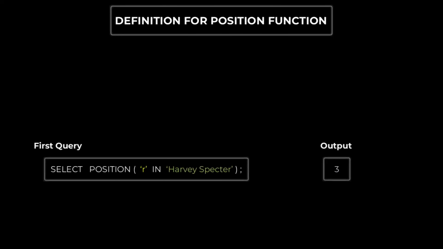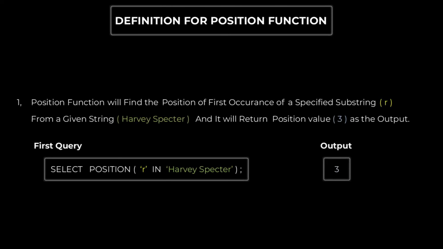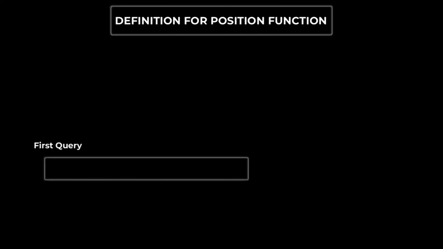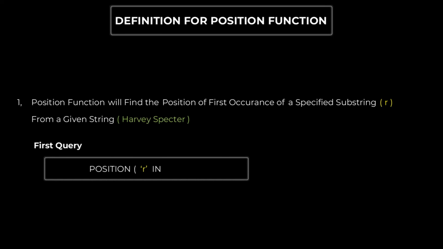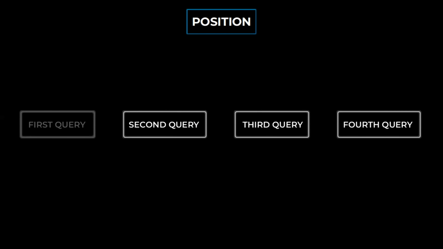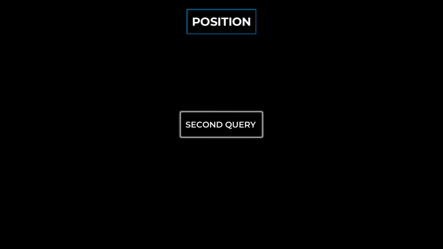Now with the first query, I will explain the first point from the definition. Position function will find the position of the first occurrence of a specified substring from a given string and it will return the position value as the output. Now we will solve the second query.